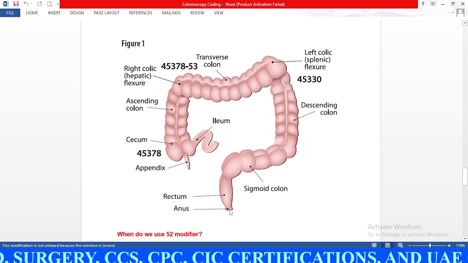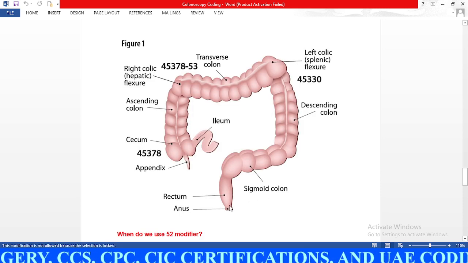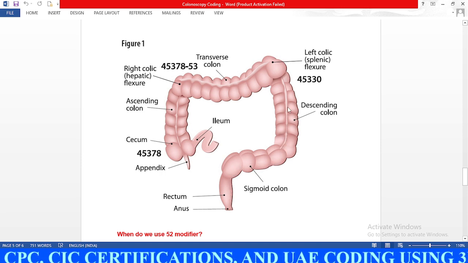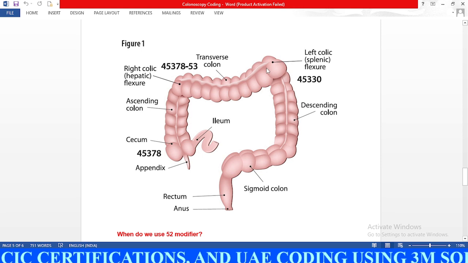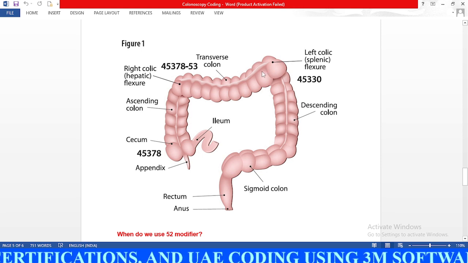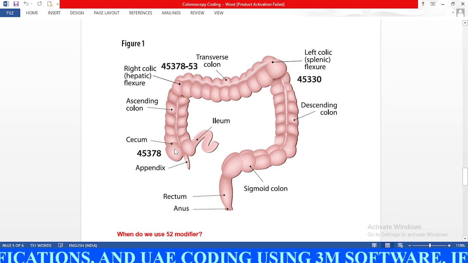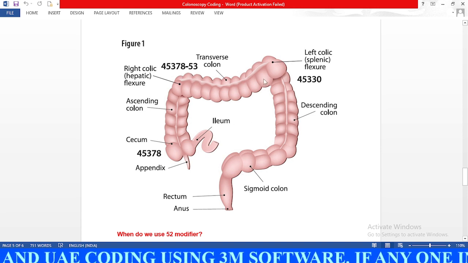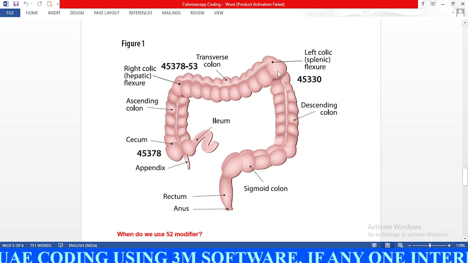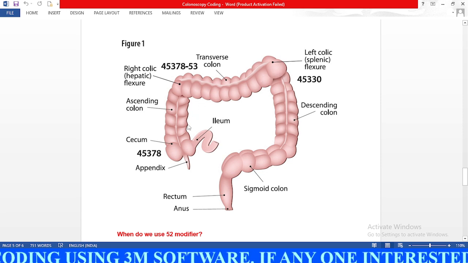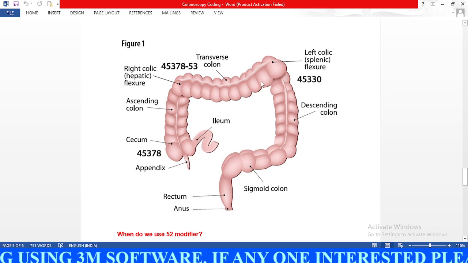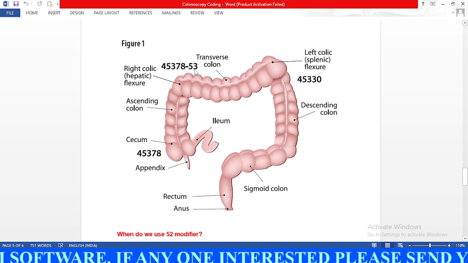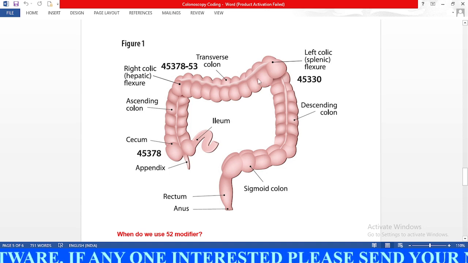So what happens here? The physician will insert the colonoscope. The colonoscope goes from the anus to the splenic flexure and crosses the splenic flexure, but it will not reach the cecum. In that situation we will use the 53 modifier. So our scope is here. It has crossed the splenic flexure but it will not reach the cecum. To code this scenario, we will use 45378 with modifier 53, discontinued procedure.